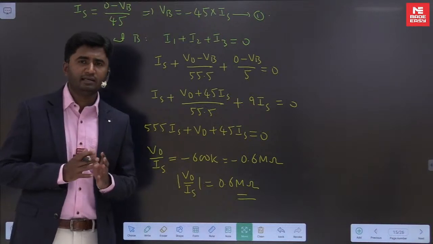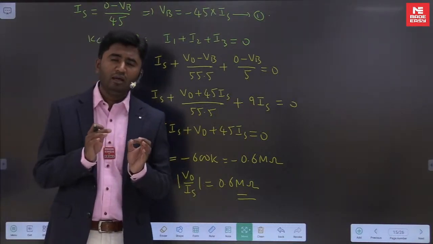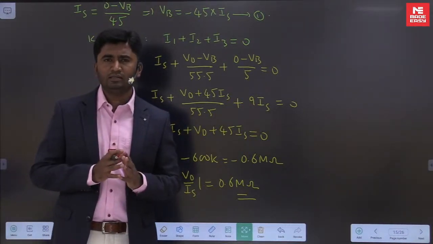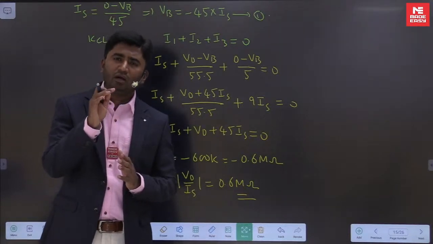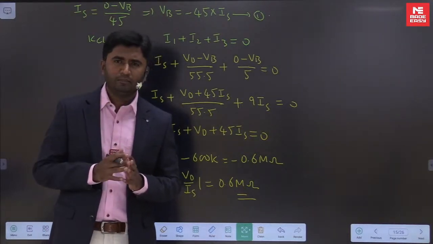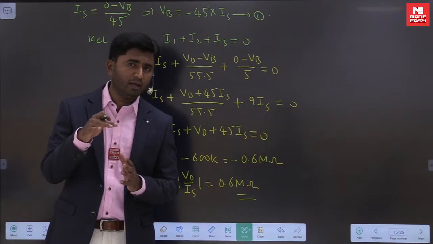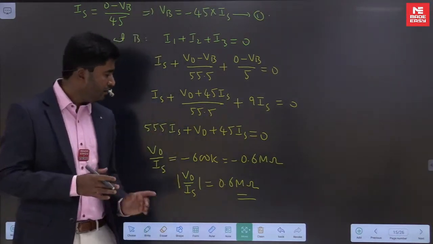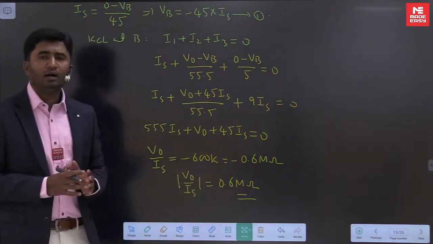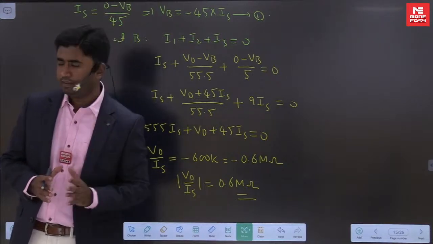It is a numerical answer type question. You have to be careful in numerical answer type questions. You should get the answer in whatever unit they mention in the question. Here in the question they mentioned the unit mega ohm. So we have calculated the transfer impedance in mega ohm. The answer is 0.6 mega ohm.